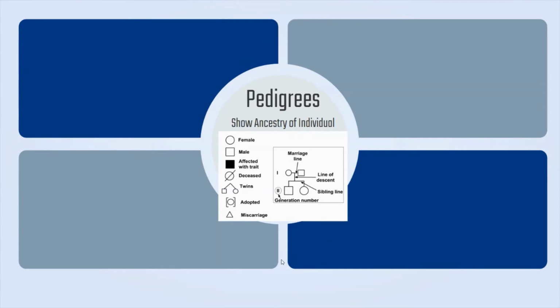Now let's talk about pedigrees, which show the ancestry of an individual. Usually in pedigrees, a circle will denote that someone is a female, whereas a square will mean that they are a male. And if they are affected with a trait, it will be denoted with a shaded color.